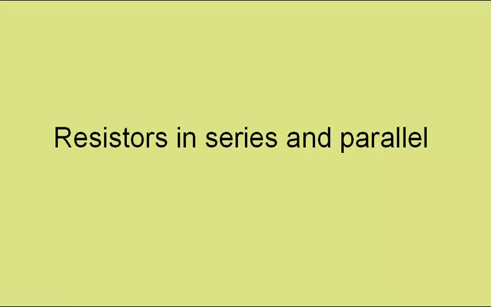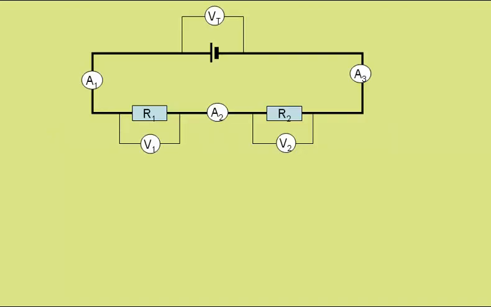Resistors in series and parallel. Here is a simple series circuit with two resistors, resistor 1 and resistor 2, in series. I've put a voltmeter VT for the total potential difference across the power supply and voltmeters across each resistor. I've also put 3 ammeters around the circuit.